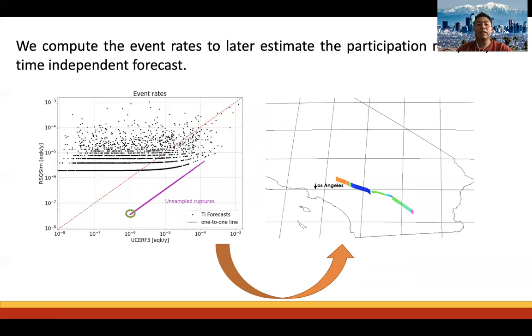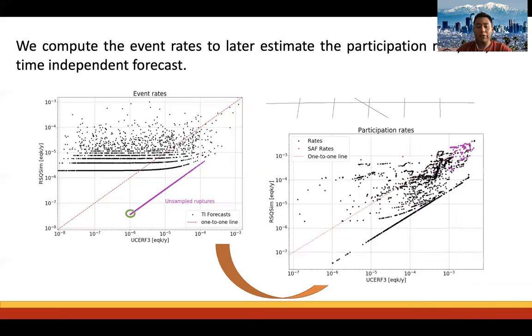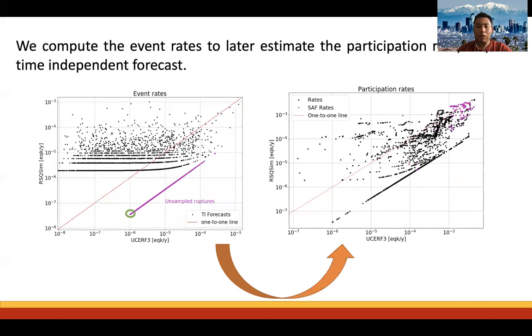We then take these event rates and convert them into participation rates, which give us the final time-independent forecast.